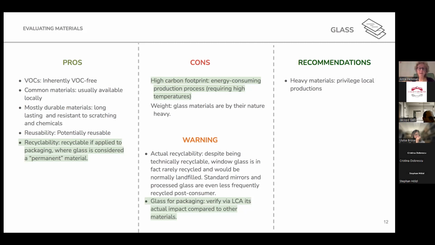So the warning would be to think of glass as not necessarily a recyclable material, and to consider LCA as a measurement to evaluate it and compare it with other materials.